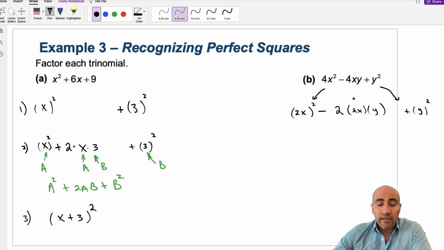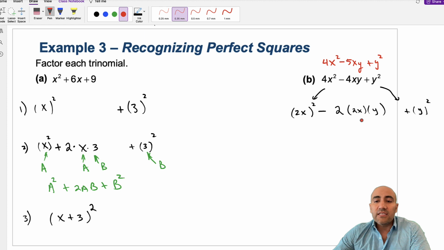And if it's not, you might ask yourself, what if this wasn't a 4? What if this was instead a different number? What if the original question was 4x squared minus 5xy plus y squared? Well, then at this stage, the answer to my question would be no, it doesn't fit that form. And then you can't factor it this way. You have to do something else.